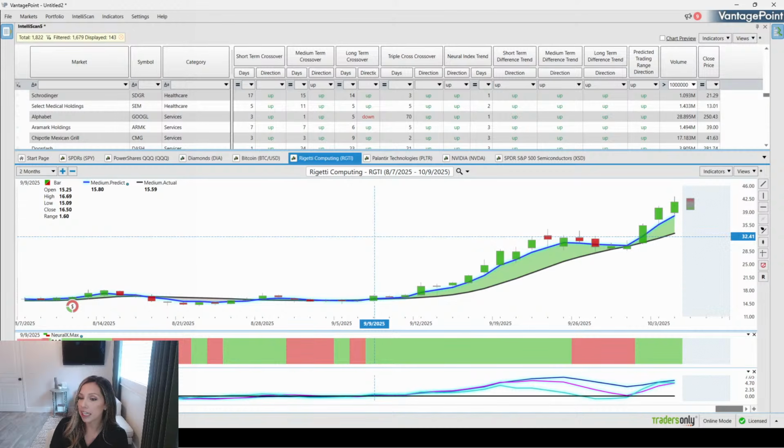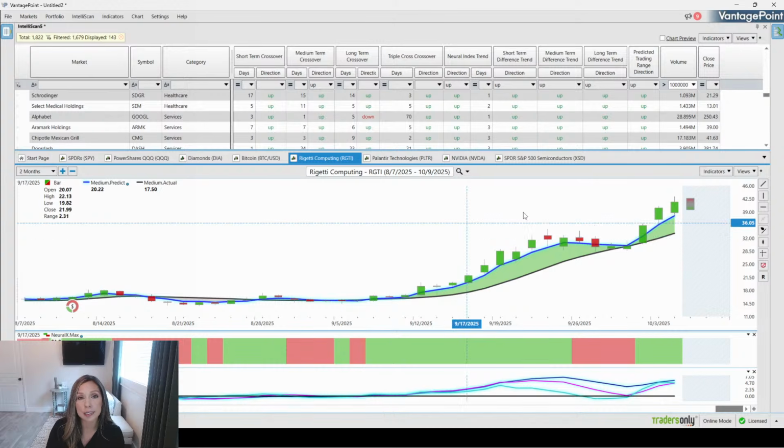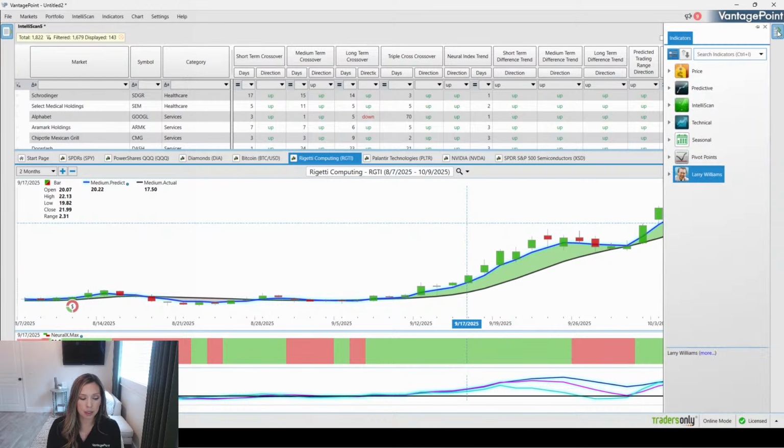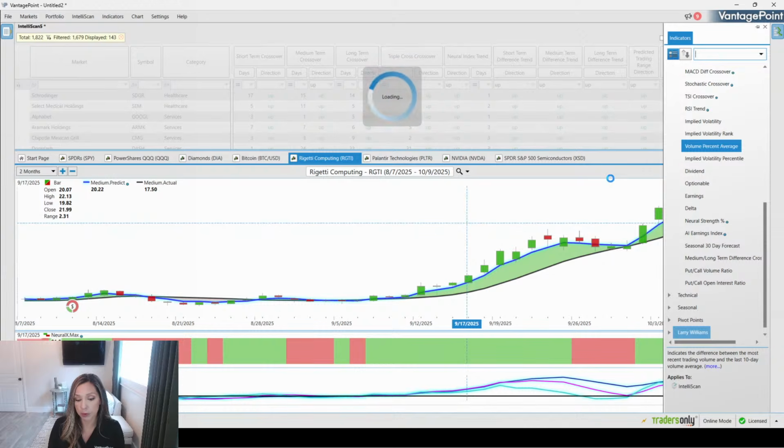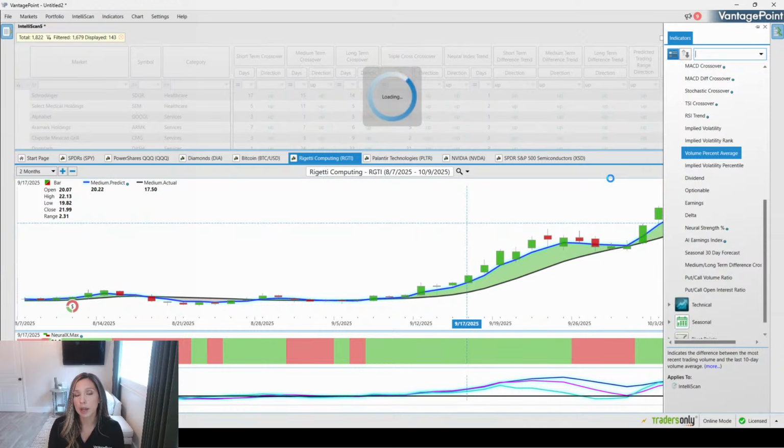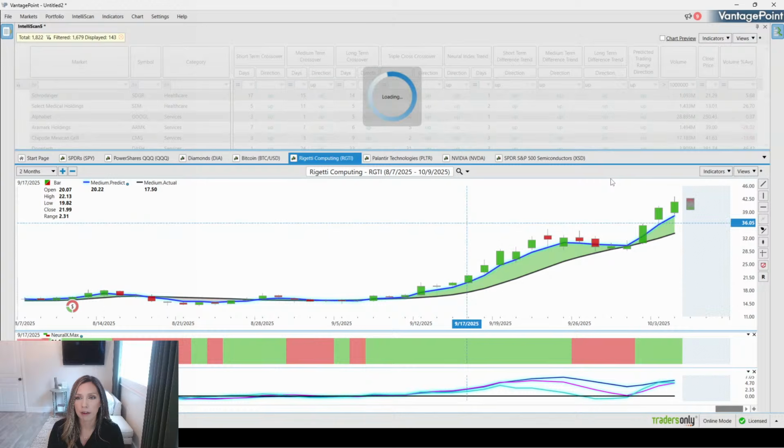And Charlie, that is actually a really great point. Charlie says he uses volume percent, which would be basically, is there an increase or decrease of the average volume during that previous day? So we can actually add in volume percent average, and that's going to allow us to filter based on whether we have higher than usual volume, above average volume, or lower than average volume.